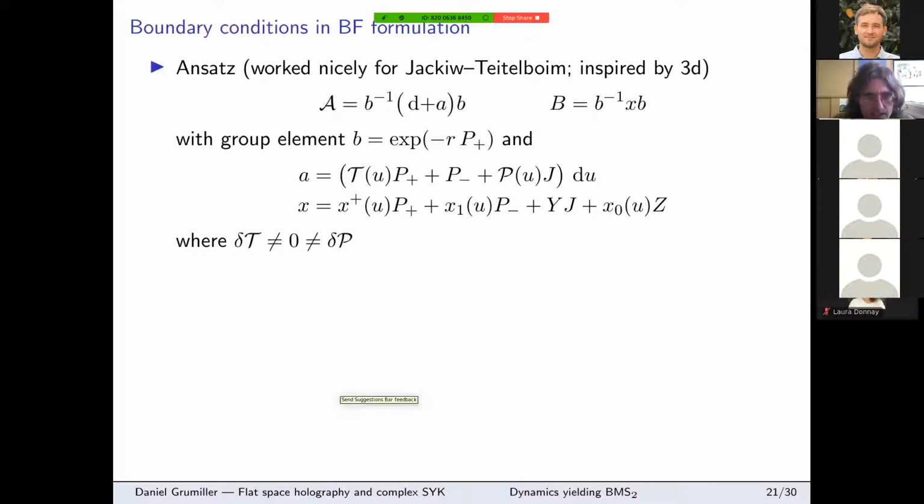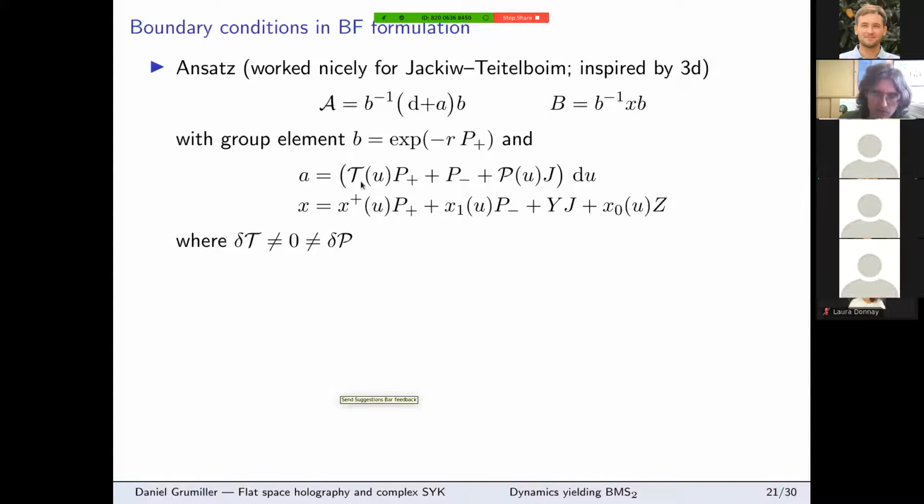Anyway, the ansatz that worked already nicely for the Chakif-Teitelbaum model, and that is very much inspired by how you can impose boundary conditions in the Chern-Simons formulation in 3 dimensions, is given here. So we split the full connection, calligraphic A, into a group element B that captures the radial dependence of our connection, and that is state independent. So B is just exponential of minus R times one of the generators. And then we have a boundary connection, small a, that has only legs in the boundary directions. So in our case, there's only one direction, namely u. And also the functions appearing here depend only on the boundary coordinate, which in this case is u.